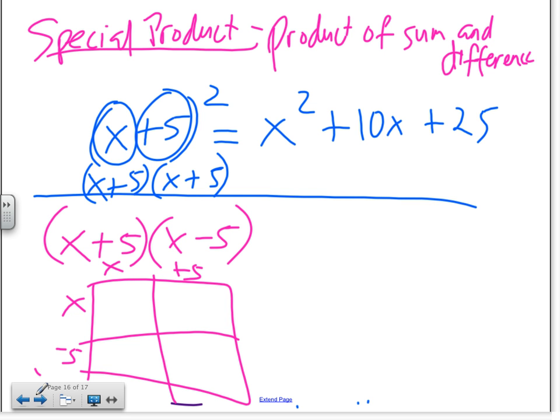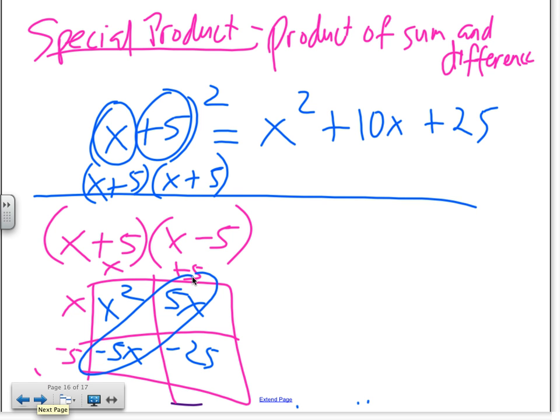Okay. All right. What did you get for the first box? X squared. Next, 5x. Negative 5x. Negative 25. Okay. What did you find this time? That's different. Okay. So what will happen then when you combine like terms? It's a 0. One is a positive 5x, one's a negative 5x. You put them together, they cancel out. So because they cancel out, what you end up with is just simply x squared minus 25.